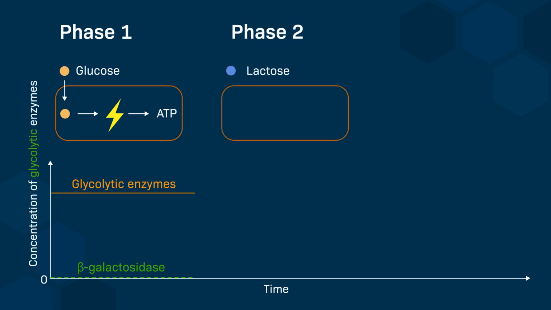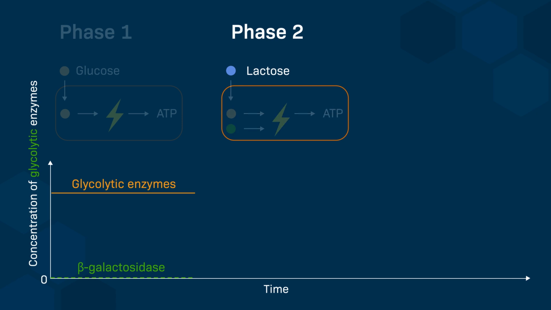During the second phase of growth, there is a change in carbon source, and lactose replaces glucose as the only source of carbon available. The lactose is taken up by the bacteria and cleaved into a molecule of glucose and a molecule of galactose by beta-galactosidase, and the glycolytic enzymes that are still at high concentration will break down glucose and galactose to produce ATP. During this phase, we observe a quick increase in the synthesis of beta-galactosidase. The concentration of beta-galactosidase will remain high as long as lactose is the only source of carbon.